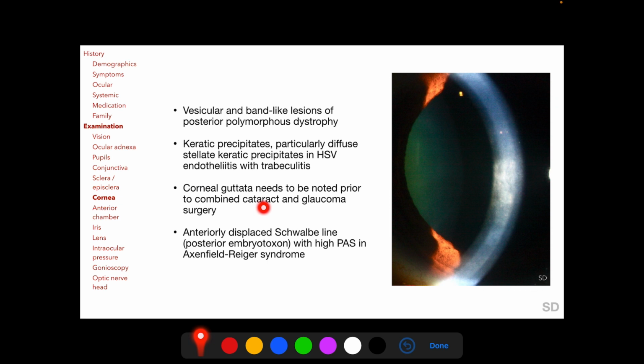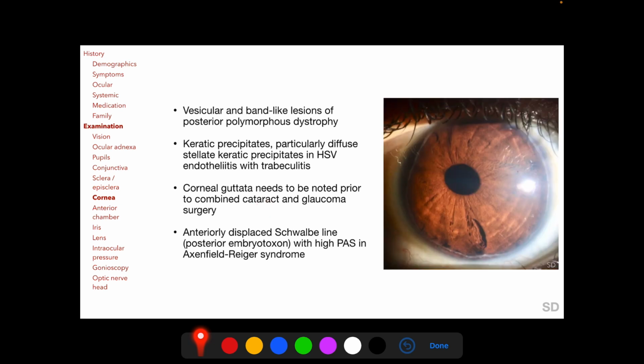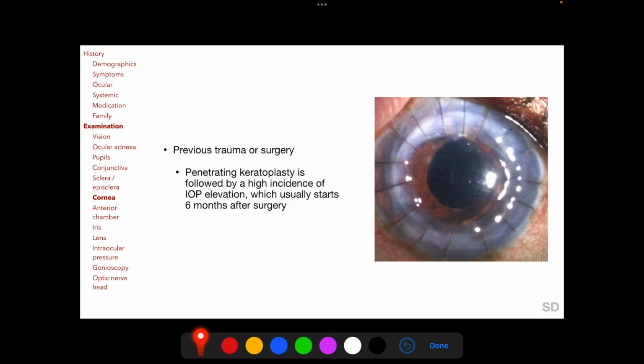prior to combined cataract and glaucoma surgery. Anteriorly displaced Schwalbe's line, also called posterior embryotoxon, as seen here in this photograph, along with high peripheral anterior synechia, are found in patients with Axenfeld-Rieger syndrome. And we may find evidence of previous trauma or surgery, particularly penetrating keratoplasty, which is followed by a very high incidence of intraocular pressure elevation, which usually starts 6 months after surgery.